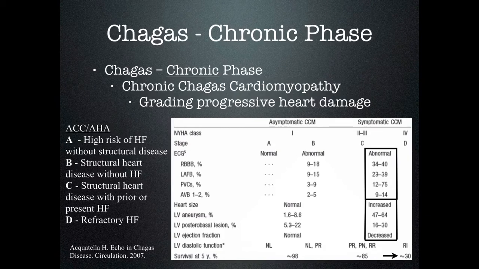And as we go from C to D, the heart failure becomes refractory. That's the definition between C and D. When this occurs, the mortality rate increases drastically, and the 5-year survival is less than 30%.